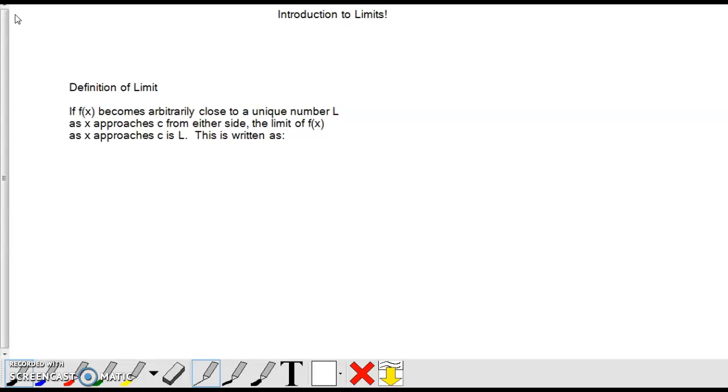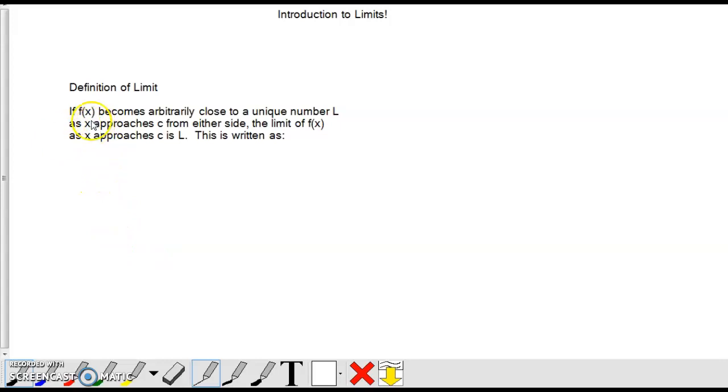So this first video is just all about the introduction to what a limit is, and it's used a lot in what's known as tangent problems and area problems in calculus. We will get to the tangent problem. We probably will not get to area. Okay, so here is just our formal definition of a limit.